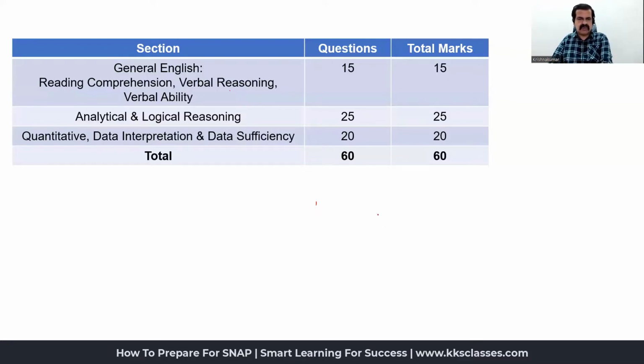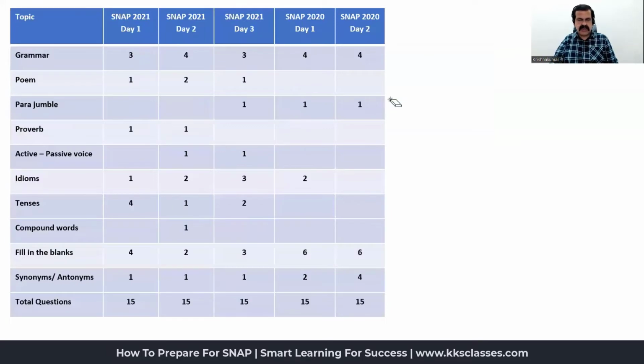Now let us look at verbal ability in a bit more detail, wherein, as I said, reading comprehension is essentially in the form of poems, and then verbal ability questions, the majority of them are grammar based.